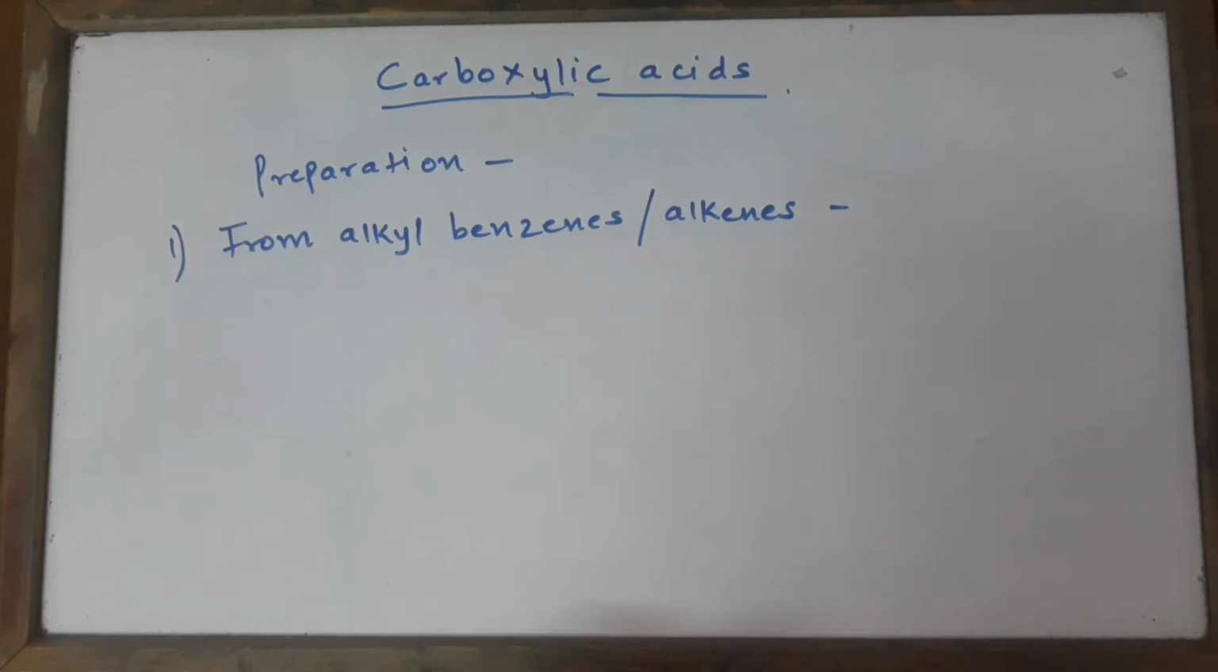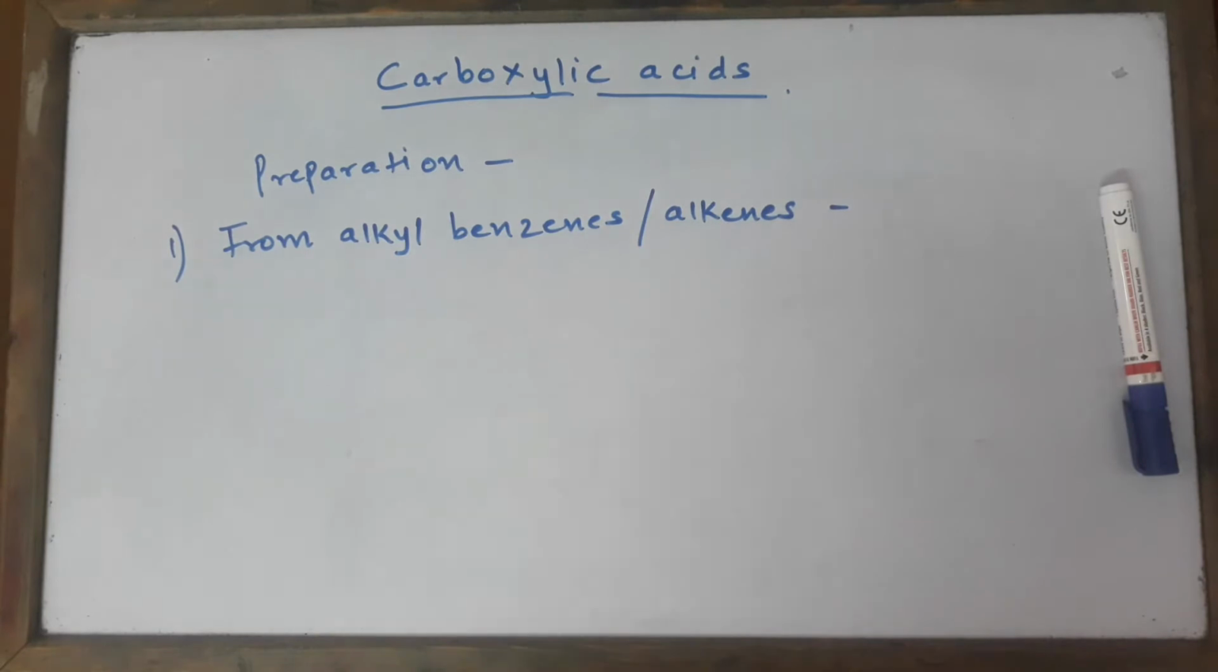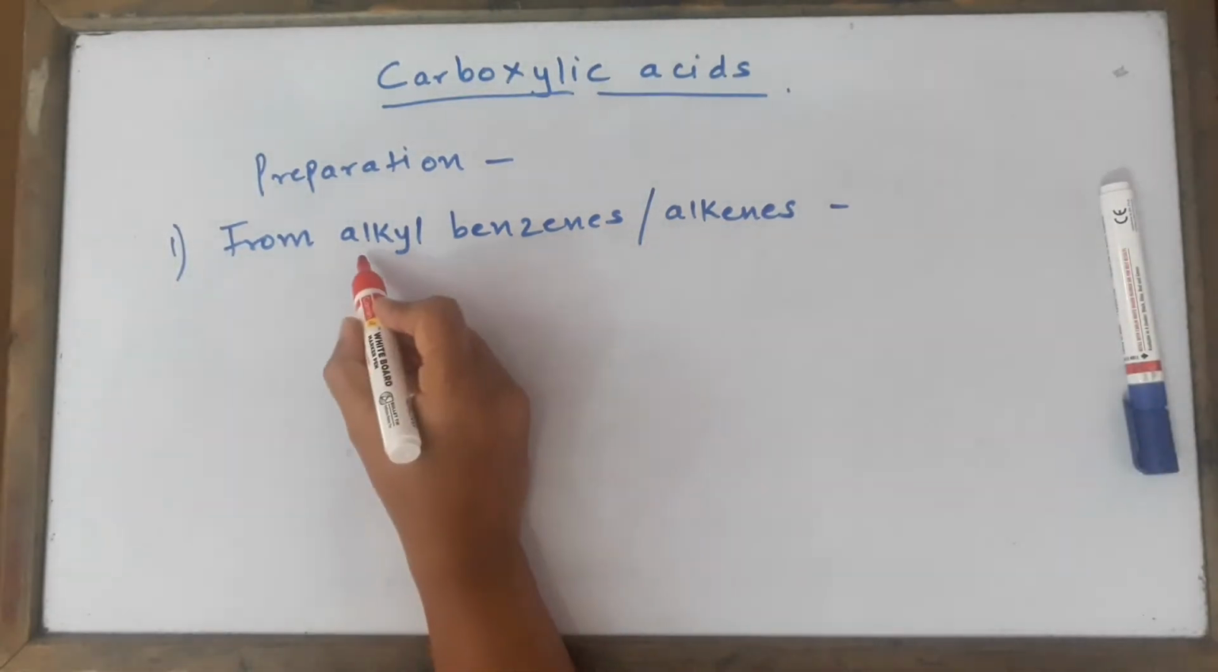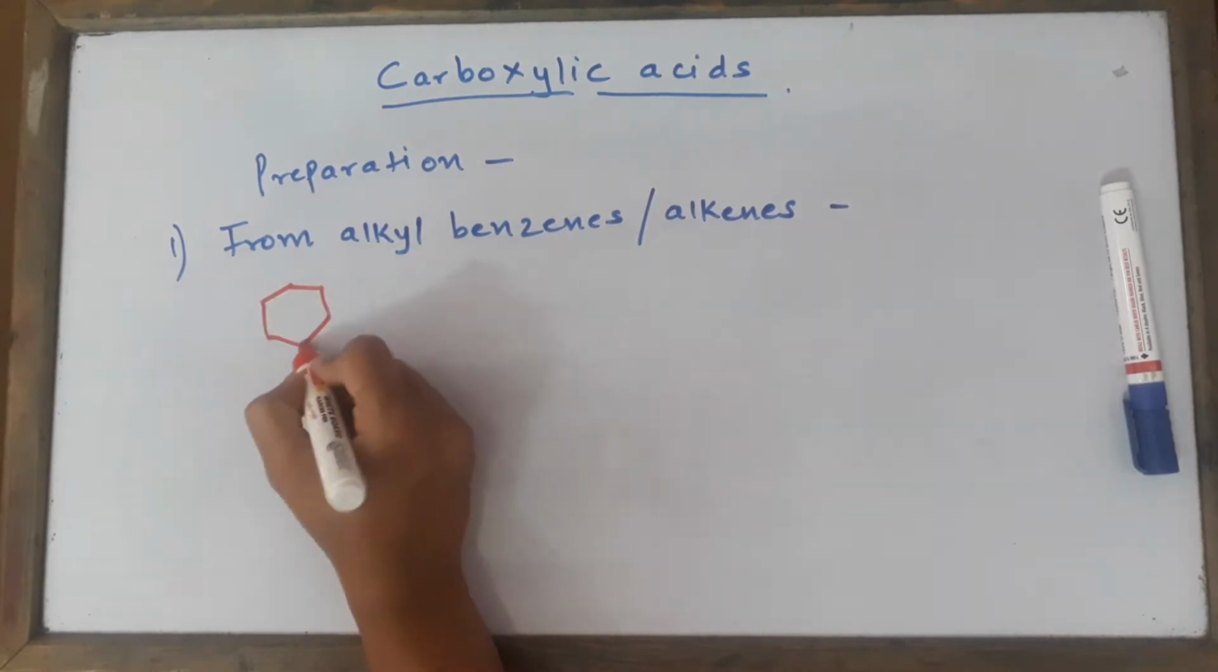The first method which we will see today, how to prepare carboxylic acids, is from alkyl benzenes and alkenes. It's a very simple method. First of all, you must understand the meaning of the word alkyl benzene. I'll just draw and show you.